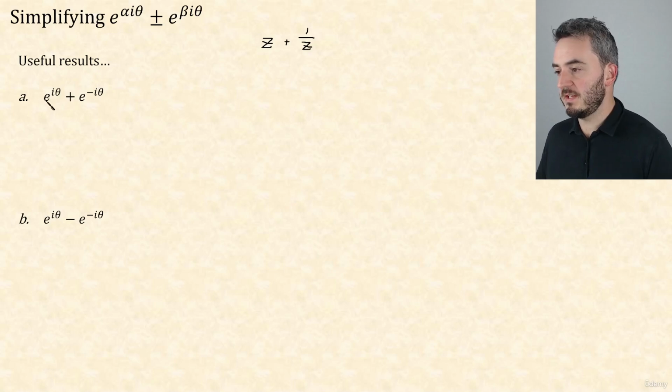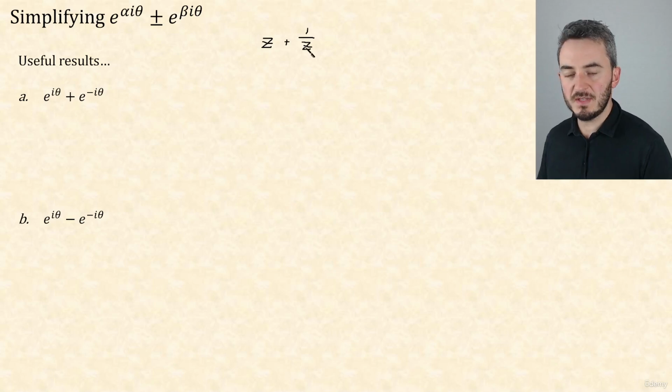So if we take this, e to the i theta plus e to the minus i theta, of course, that is the same as this if e to the i theta is z. So if we have a complex number with a modulus of 1, and then another complex number with just the negative argument but the same modulus, this is the same as z plus 1 over z.